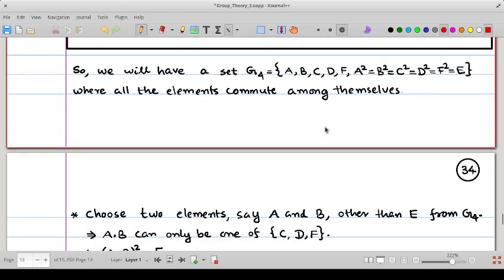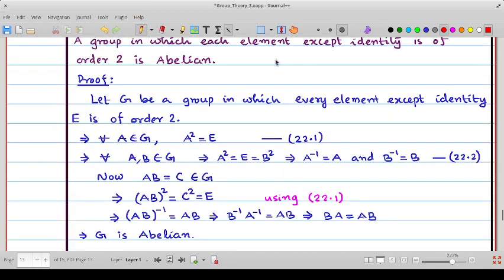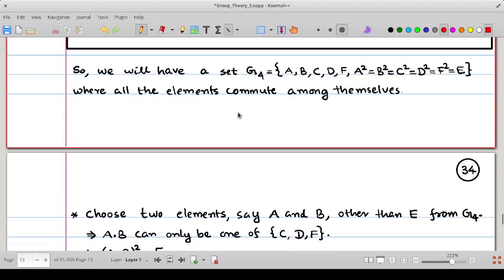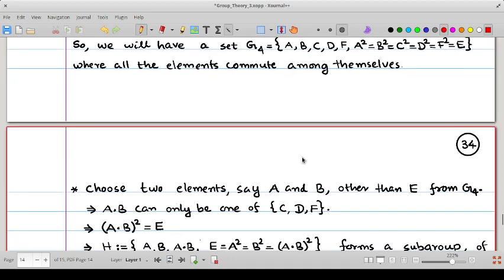Okay, so we now come back to our proposed choice of elements for a group of order 6, where we take 5 elements A, B, C, D and F to be of order 2 and one element, the identity element, to be of order 1. So now, because of this property that we just proved, this group should be an abelian group. So they should commute among themselves. That is, for any two elements A and B, AB should be equal to BA.